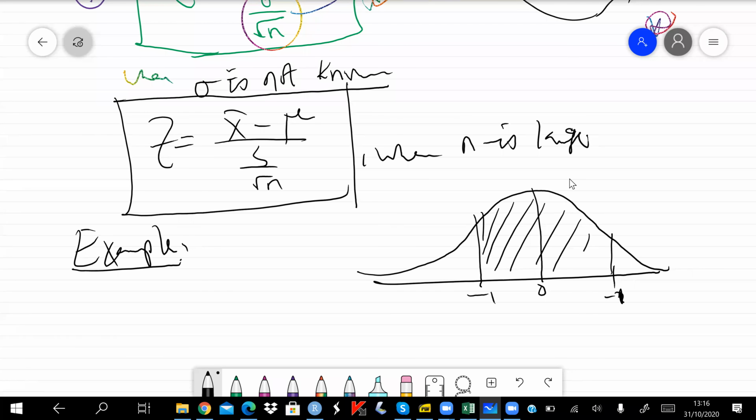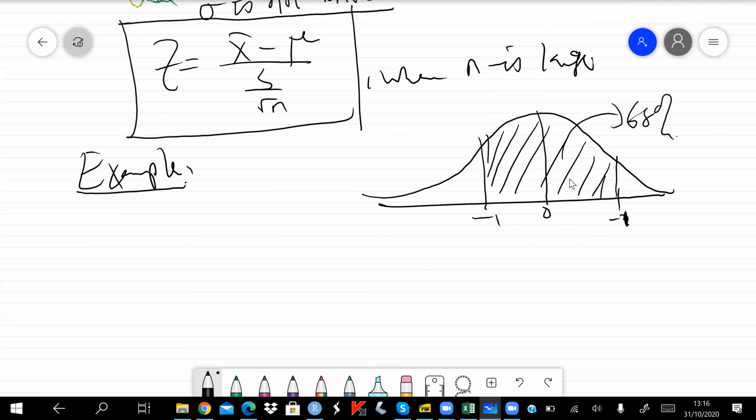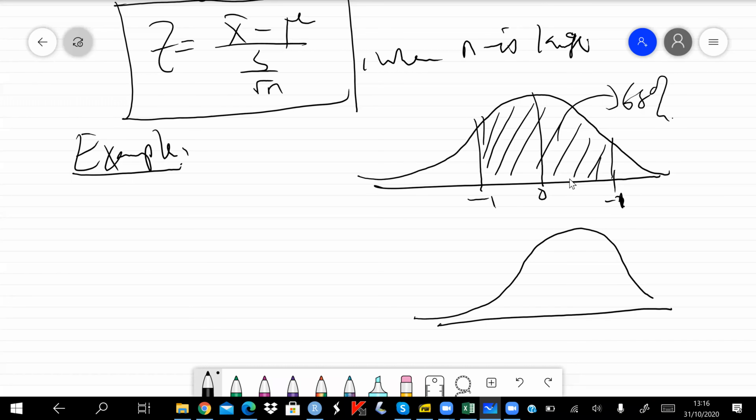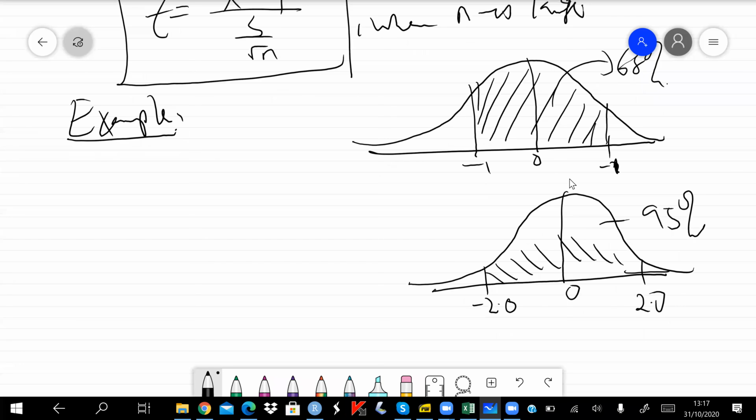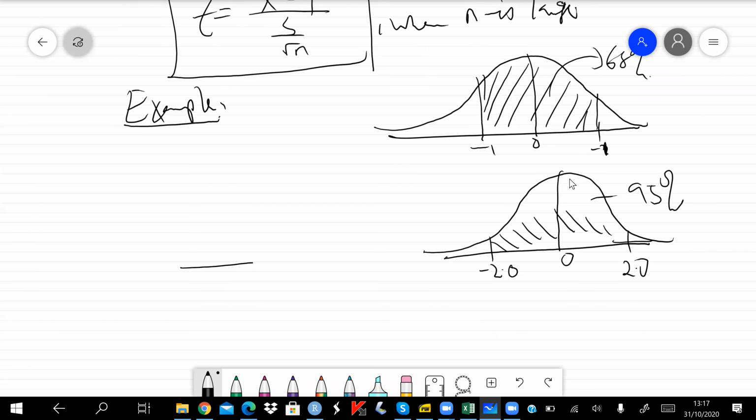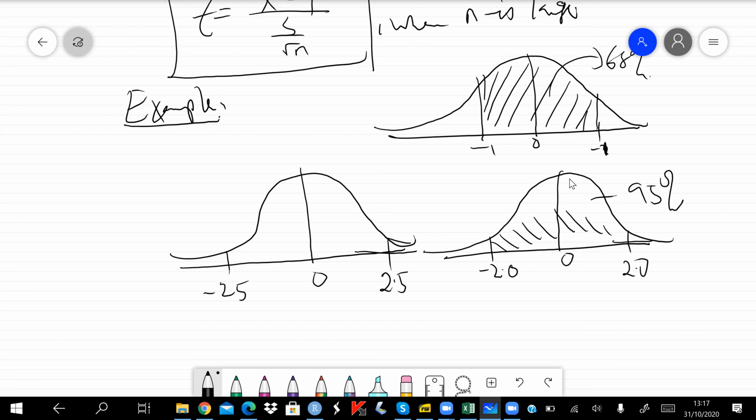We also said that approximately around 95% of the distribution lies within 2 standard deviations of the mean. So 2.0 here. So this is 95%. Then we also said that around 99% of the distribution lies within 2.5. But you notice that these are approximations.